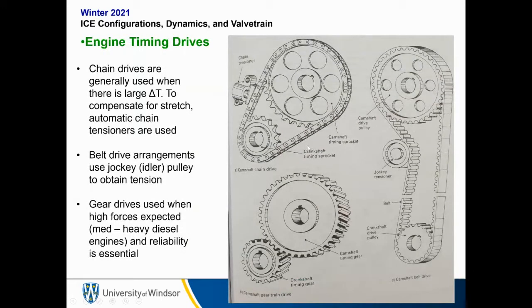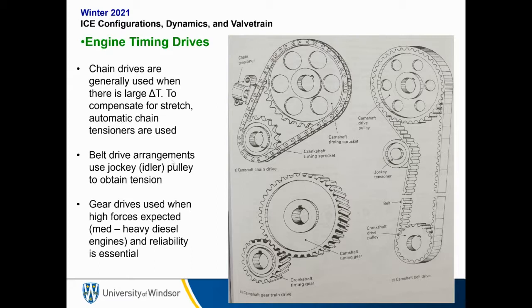Okay, so I talked about internal combustion engine configurations, talked about their force dynamics. I'm now going to talk about timing mechanisms and valve train. So these are timing drives, so how do we control when the valves open? Chain drives are generally used when there is a large delta T. In other words, there's a large time difference. So to compensate for stretch, automatic chain tensioners are used.